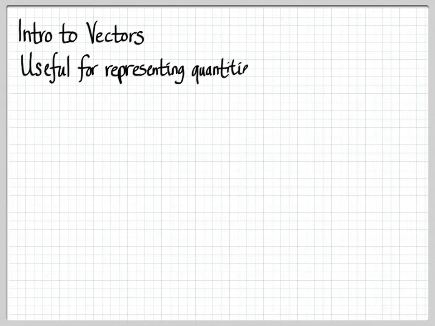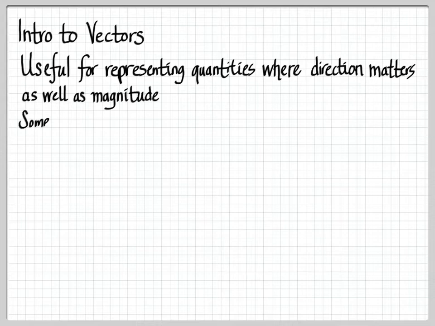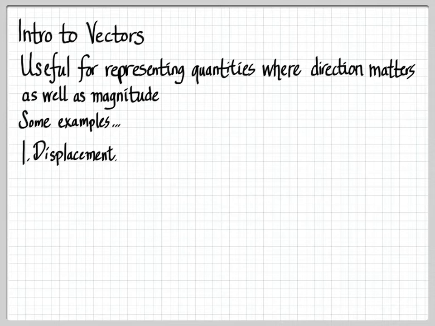So vectors are useful for representing quantities where direction matters as well as the magnitude, or the amount of the thing. And this is best understood through some examples where they're useful. So the first example of a quantity that can be represented well with a vector is displacement. Here's what I mean by displacement. It's a change in position.